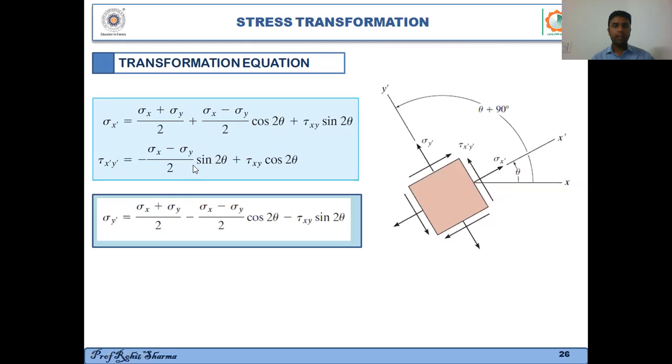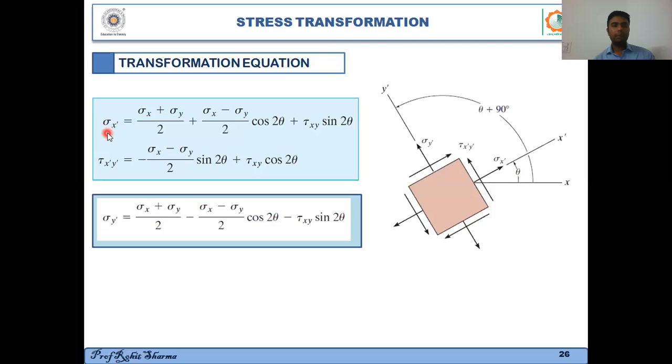There's a minus sign over here, there was a plus sign over here, there's a minus sign over here, minus sigma x minus sigma y over 2 cosine of 2 theta, and again there is a minus sign over here, tau xy into sine of 2 theta, right? So this is nothing but the stress on the y dash phase. This is the stress on the x dash phase, and this is the shear stress on the x dash y dash phase, right?